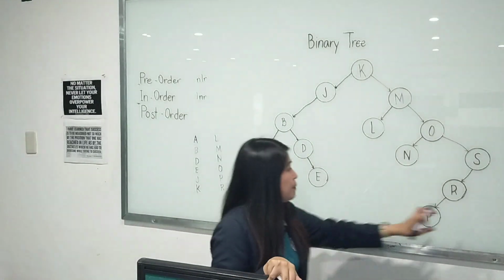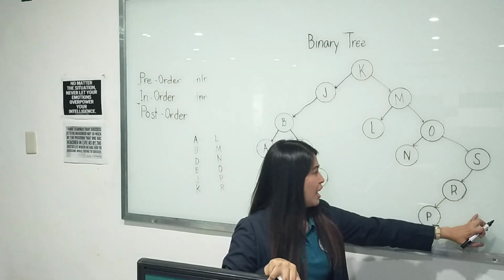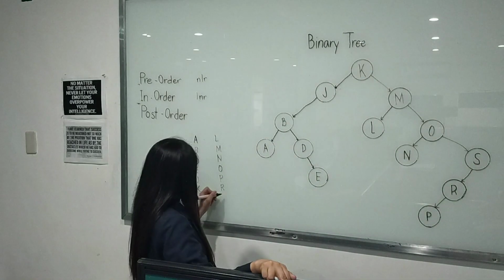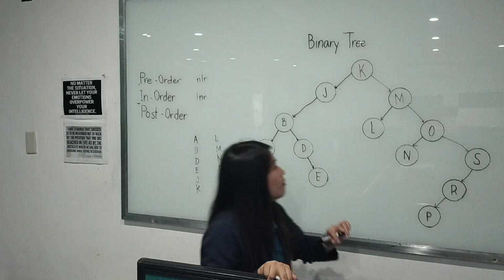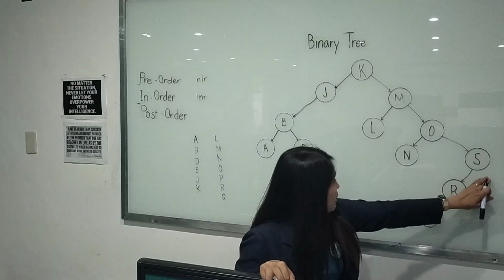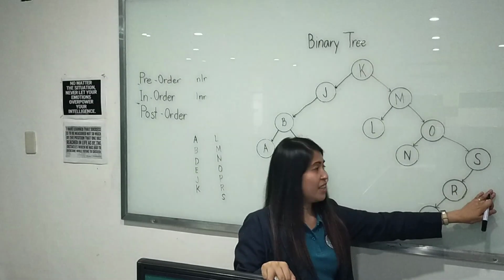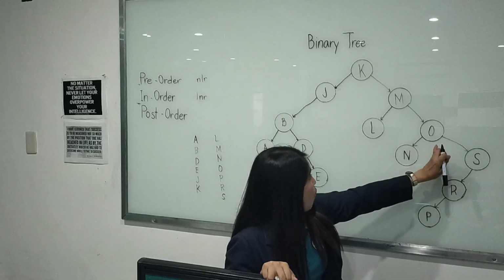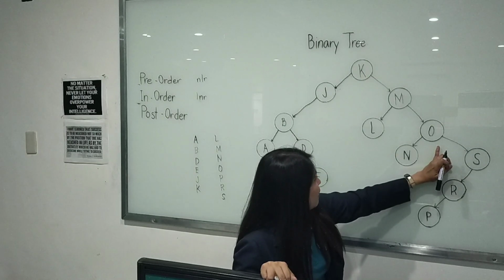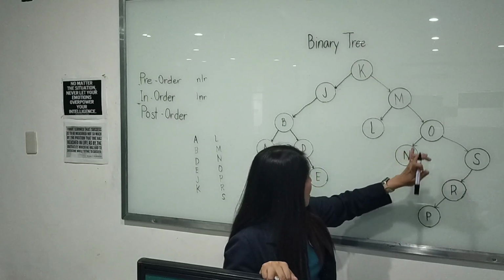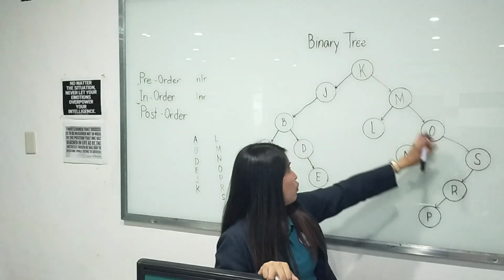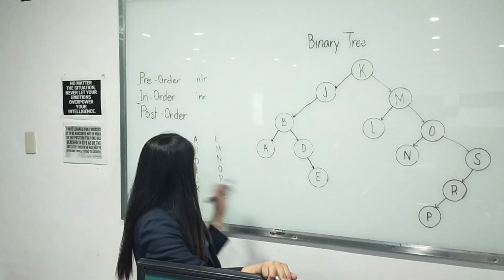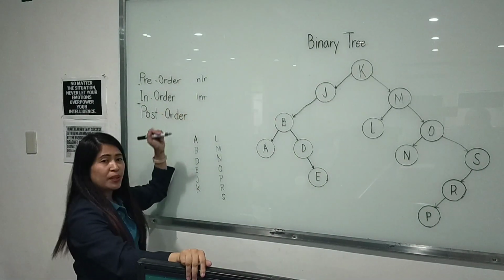And then after that, we will visit the right subtree of the R. And then we hit the base case again, so we will go back to the S. So we will print the S. After that, we will visit the right subtree of the S, and since we hit the base case again, we will go back to O, and then since we're done visiting the left and right subtree of the O, we will go back to M, and then we will go back to K. So this is how we do the in-order traversal.